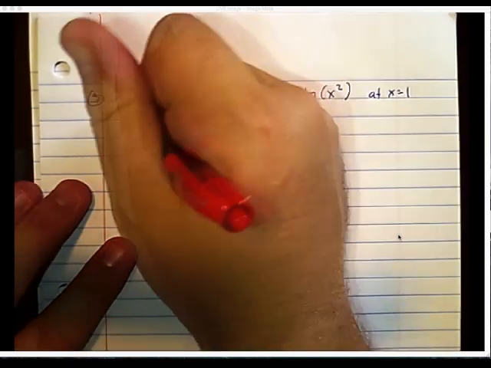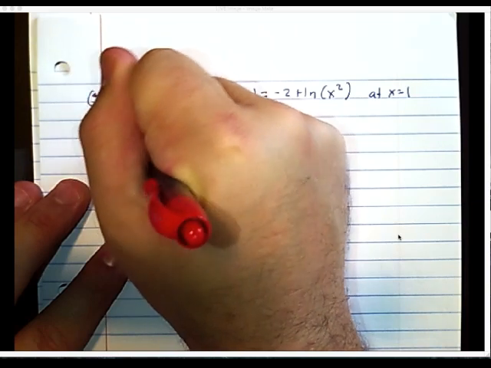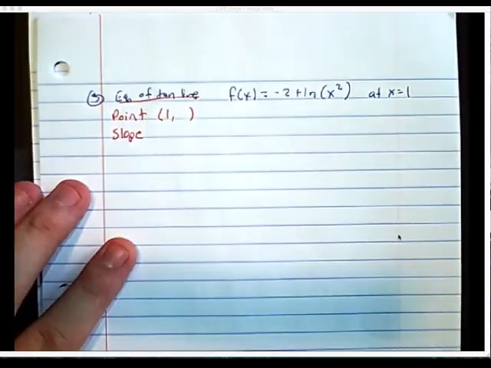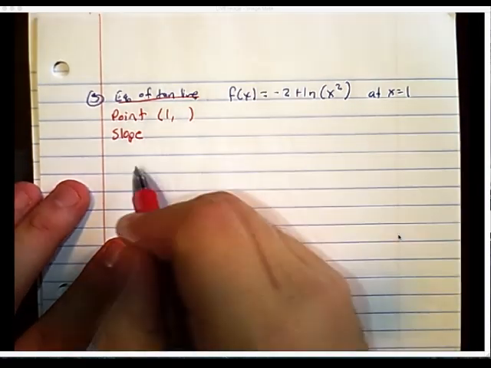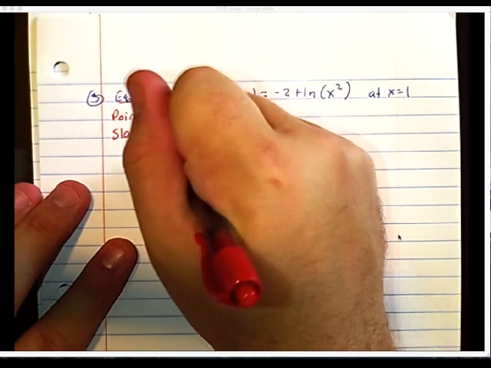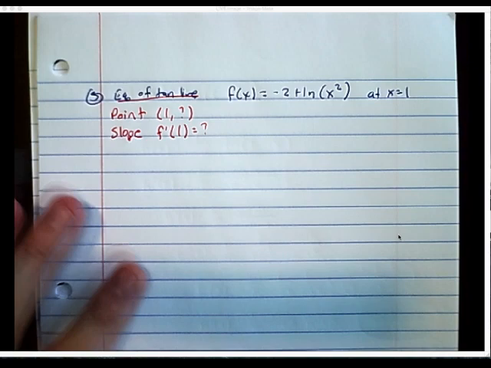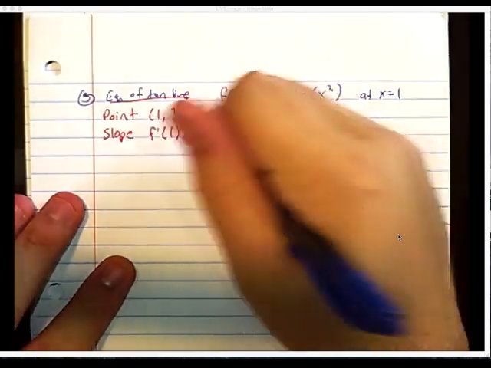So if I want the equation of a tangent line, I need 2 things. I need a point and I need a slope. I know the x value there is 1. I don't know the y value yet, so let's figure that out first. But before we do that, what does slope mean? It means the derivative at that x value. So I've got 2 unknowns I need to figure out in this problem. So let's figure out the point first.